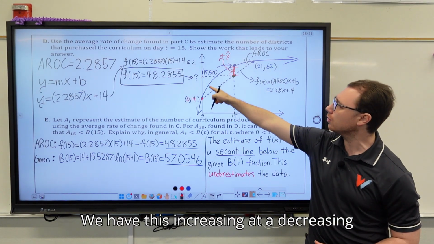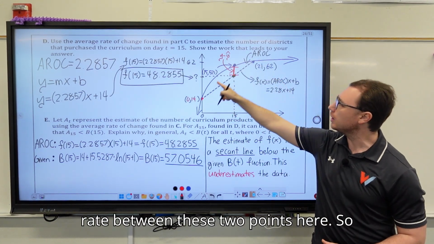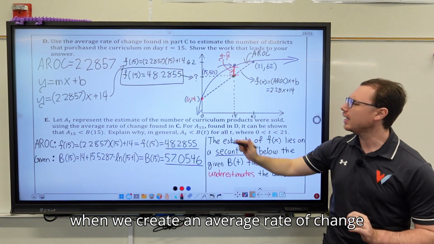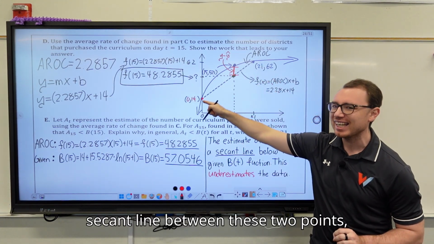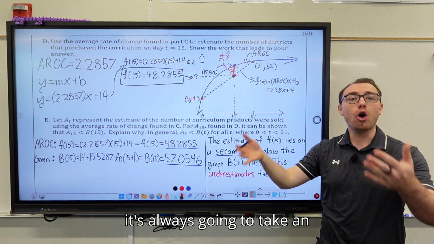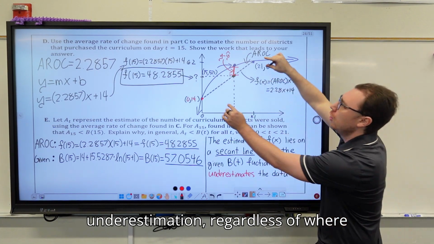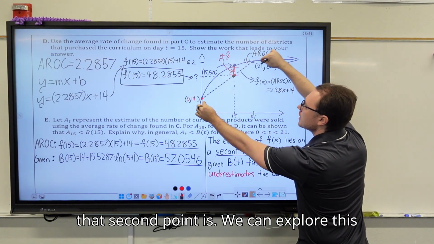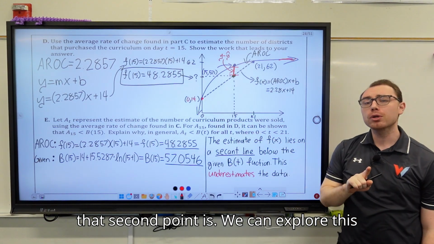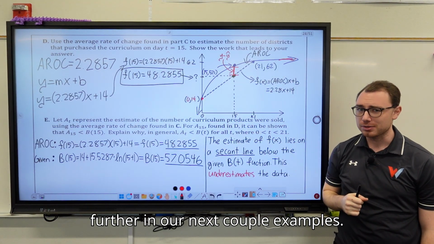We have this increasing at a decreasing rate between these 2 points here. So when we create an average rate of change secant line between these 2 points, it's always going to take an underestimation regardless of where that second point is. We can explore this further in our next couple examples.